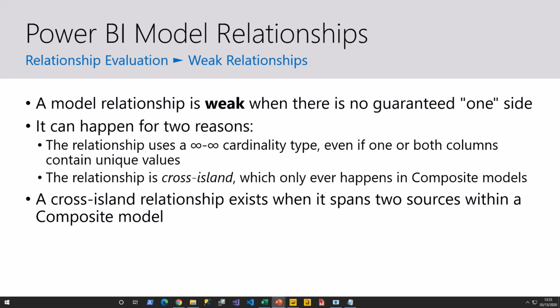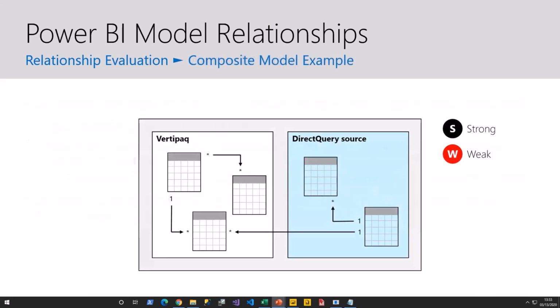All right, in a composite model, you could have an import table and a DirectQuery table, or you could have multiple DirectQuery sources in the same model. Now, when a relationship spans across import to DirectQuery or between two different DirectQuery sources, then that relationship will be weak. Let's see by example.